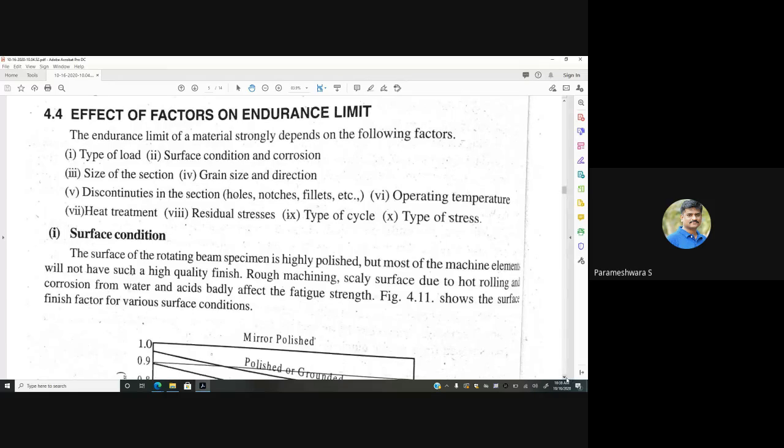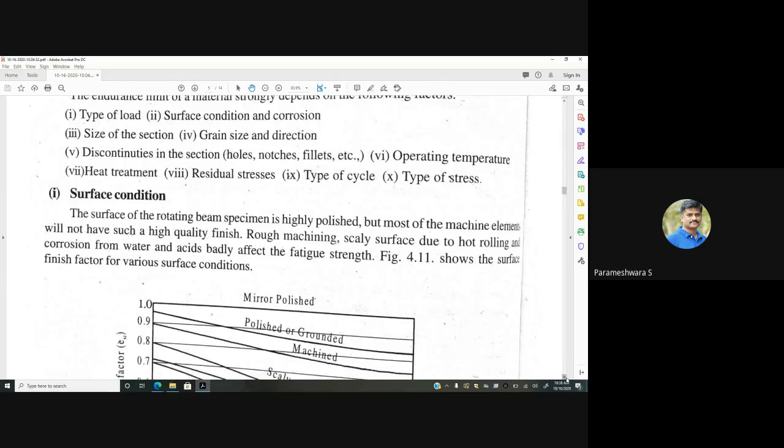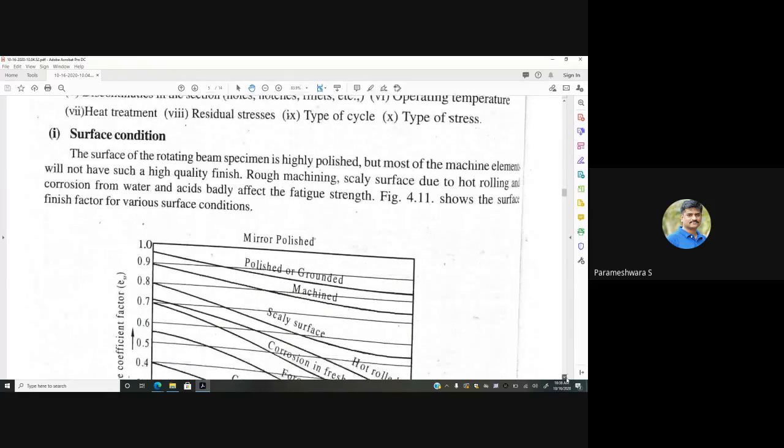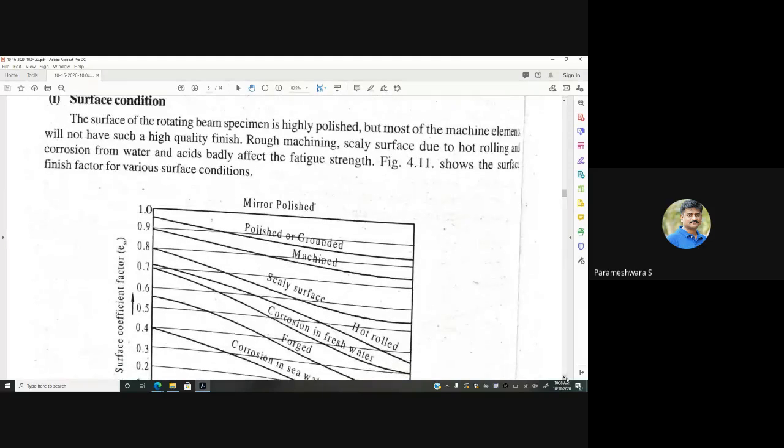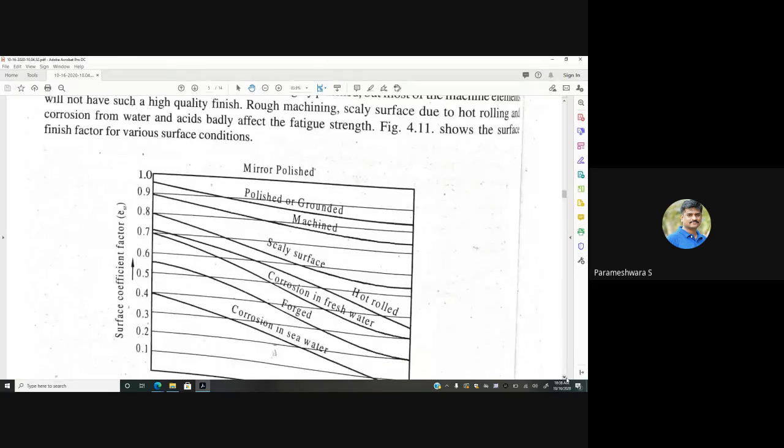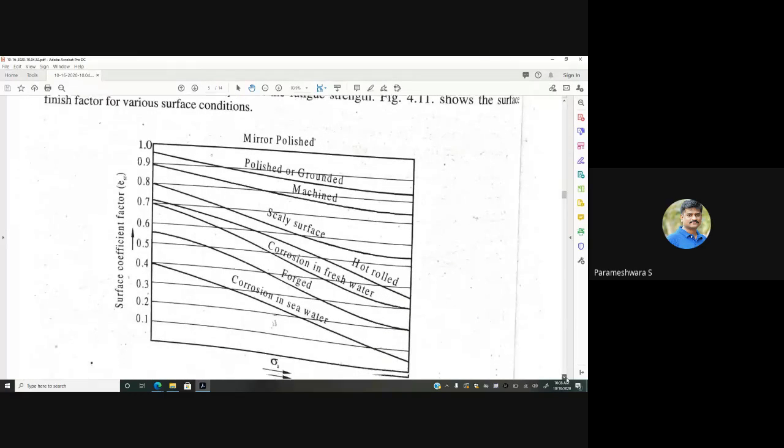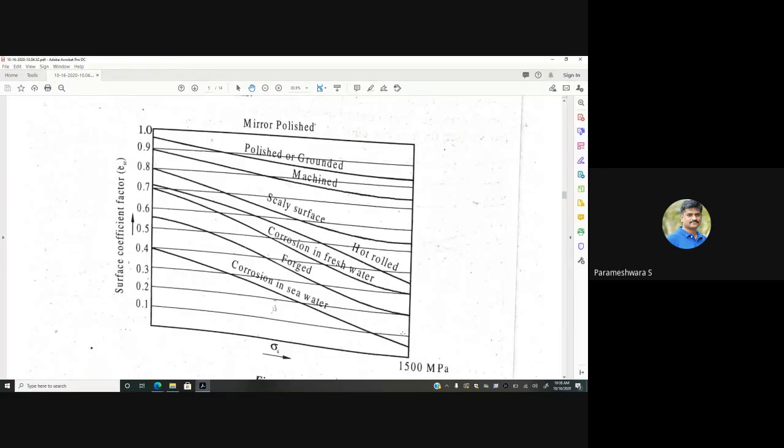Surface condition. Whenever a body is subjected to fatigue load, surface condition plays a vital role. You can see this graph. This graph is plotted for various surface conditions. Considering mirror polished, you get some value. Then polished and ground, machined, scaly surface, hot rolled, corrosion in fresh water, forged, corrosion in seawater, like that.